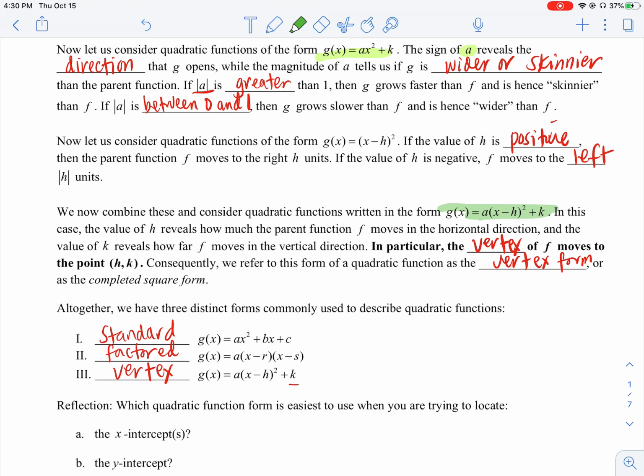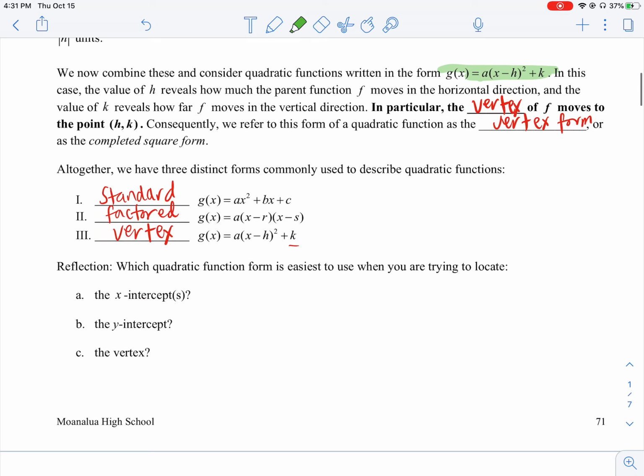In particular, the vertex of f moves to the point h, k. So technically, whatever your h and your k value is, those are the points of your vertex, or the coordinates of your vertex. We refer to this form of a quadratic function as the vertex form, or the completed square form.